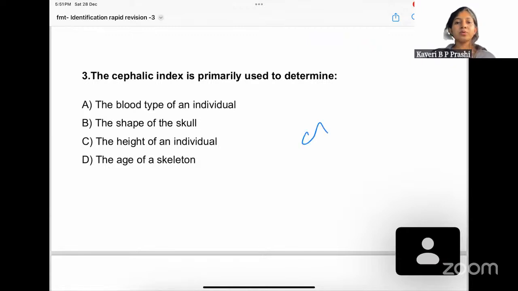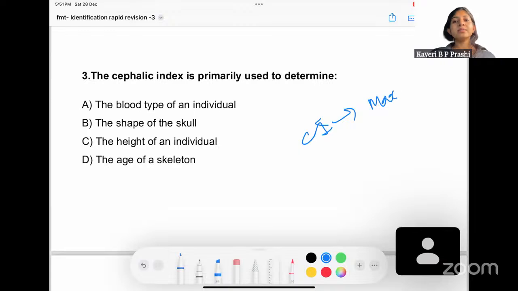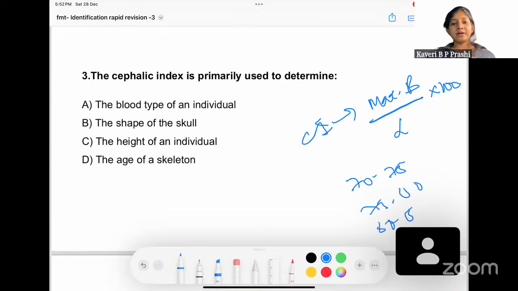So first of all, what is the cephalic index? That is the maximum breadth of the skull divided by the maximal length of the skull, into 100. So it is from 70 to 75, 75 to 80, and 80 to 85. Firstly, we have dolichocephalic, then we have mesocephalic, then lastly, what do we have? We have the brachycephalic. So these are the different types. The cephalic index is primarily used to determine dash.